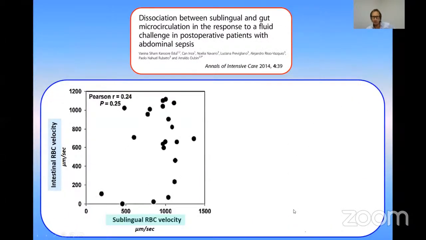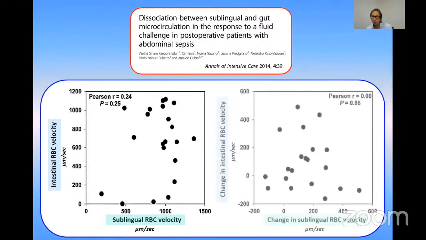Another study coming from Argentina found the same results. They measured at the same time the sublingual RBC velocity and the intestinal RBC velocity using the same technology, again, the handheld vital video microscopy, and they did not find any correlation. Also, they did not find any correlation for the change in sublingual and intestinal RBC velocity after a fluid challenge. And look at the R value, the Pearson R value equals 0.00. So it is very hard to do worse, of course.